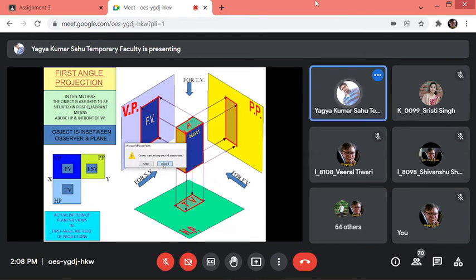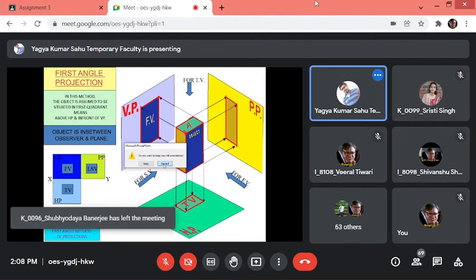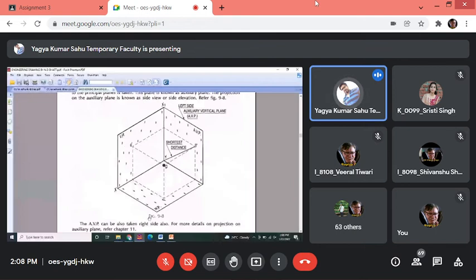See in the diagram, point Q is placed in between all the 3 planes: vertical plane, auxiliary vertical plane, and horizontal plane. This auxiliary vertical plane is nothing but the profile plane. You can see the position of point Q. So where is its distance from? 70 mm.